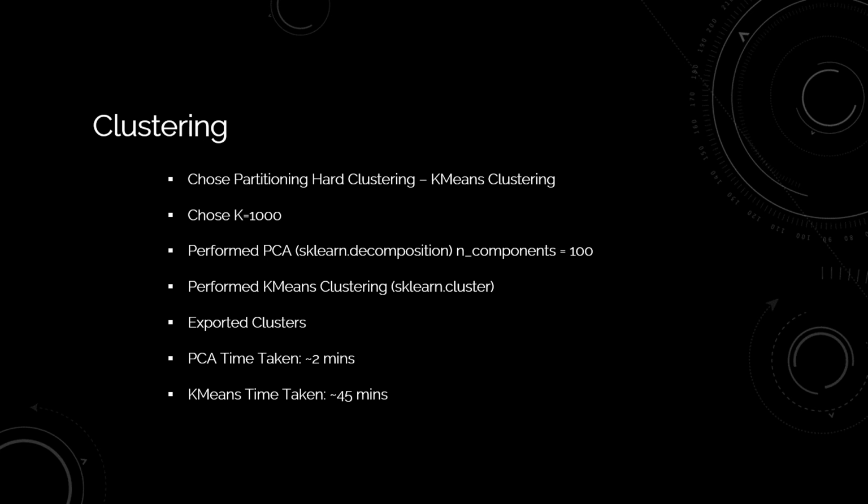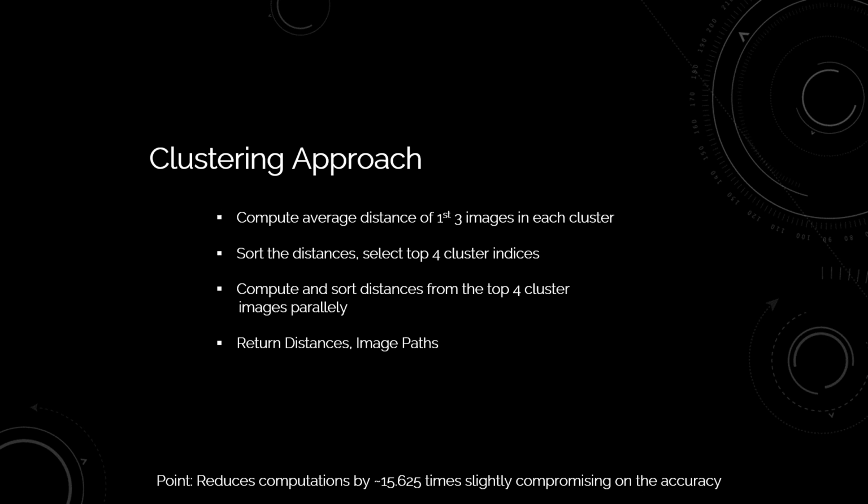The time taken for PCA was just around 2 minutes, and the k-means took around 45 minutes in total and was done serially. The clustering approach involves computing average distances of the first 3 images in each cluster. Since we're already having the clusters at this point, we sorted the distances, selected the top 4 cluster indices, computed and sorted the distances from the top 4 cluster images in parallel using 4 cores of the multiprocessing library.